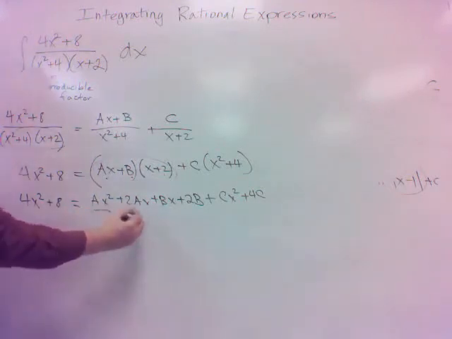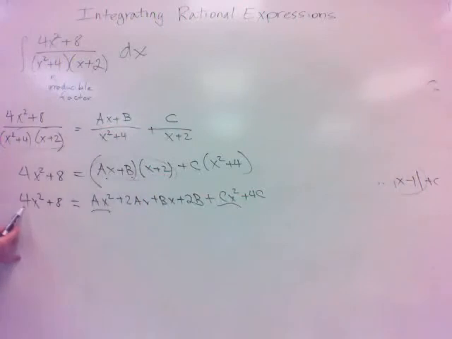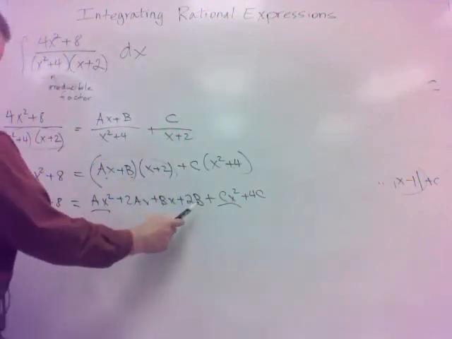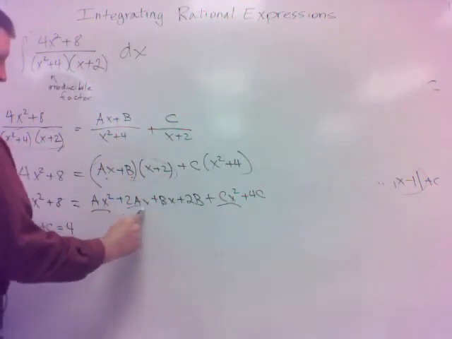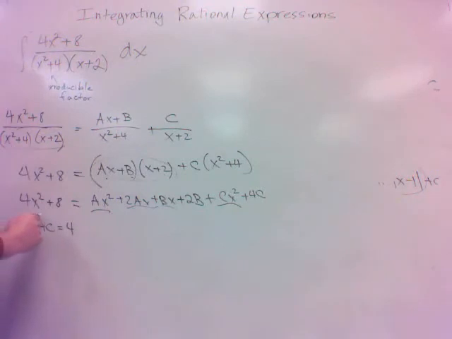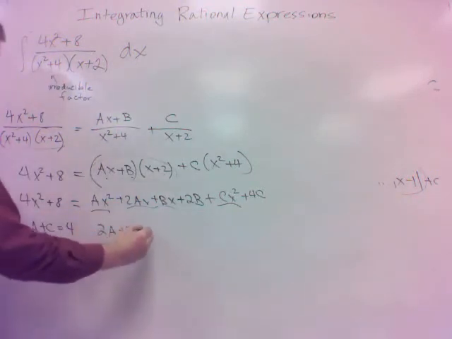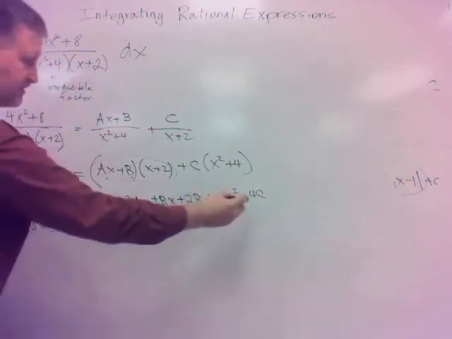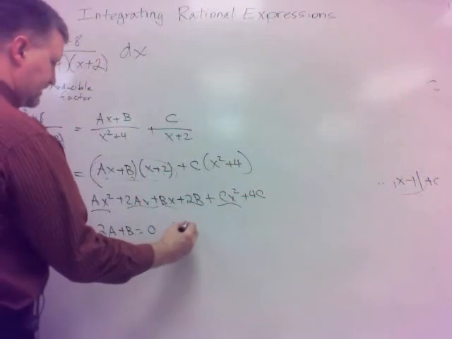So regrouping here, looks like I've got a plus c. That's equal to 4, right? So I need to write that out. A plus c is 4. I hope this works. Well, I've got some x terms, but they're going to be 0, right? 2a plus b equals 0. And then, last but not least, the constants. I got 2b and 4c, so 2b plus 4c equals 8.